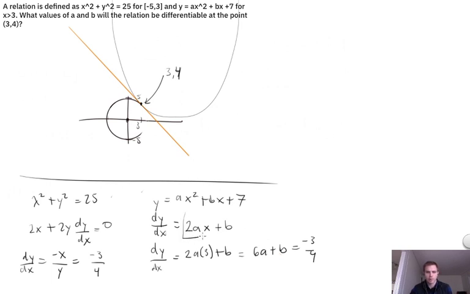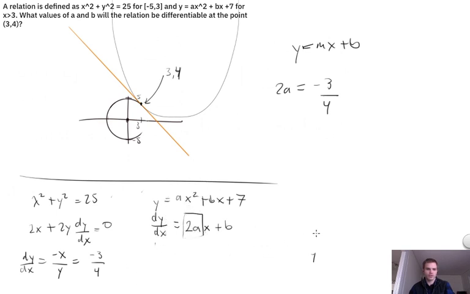And so this portion of the line is m. So if we see this as y equals mx plus b, the 2a is equal to m. So 2a equals the slope, which is negative 3/4. Okay, and so let's forget this for the moment. So 2a should be negative 3/4. All right, so that's a equal to negative 3/8.